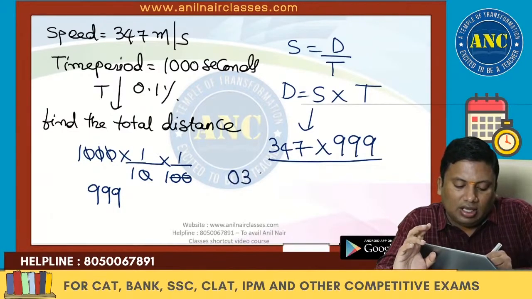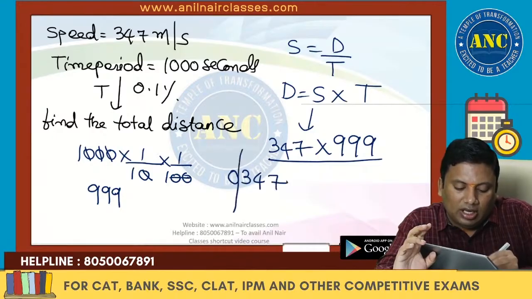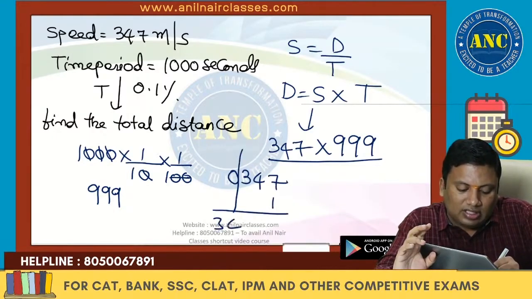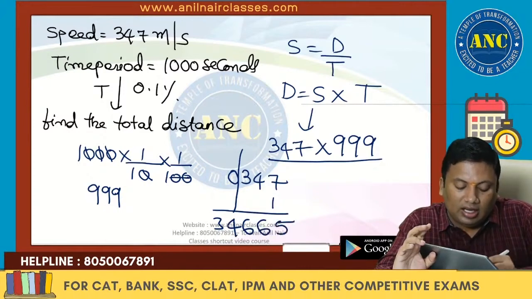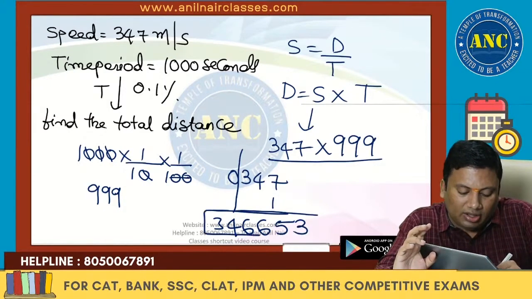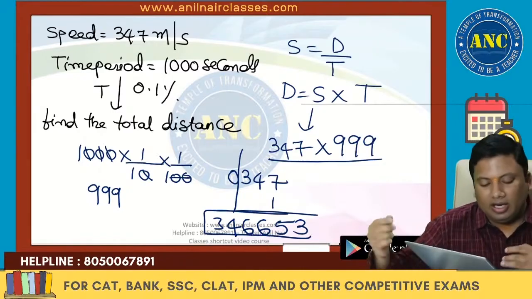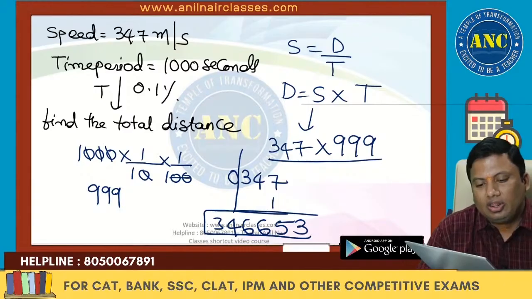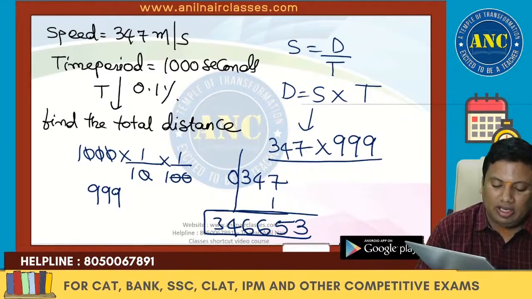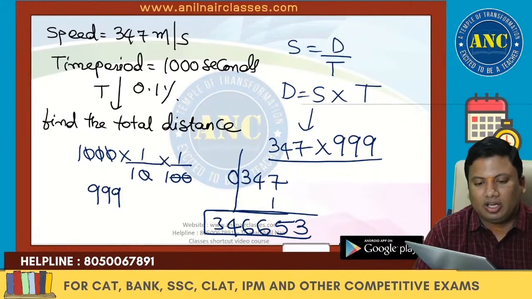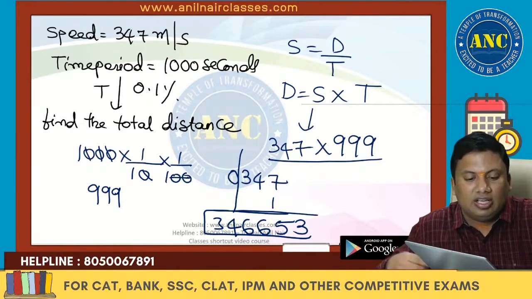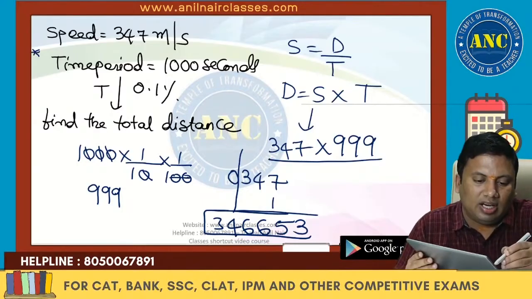Distance is 347 into 999, which is 347 slash, subtract 1 to get 346. 9 minus 3, 9 minus 4, 10 minus 7 is 3. Answer is 346653. I hope this is where it is used. That is where it is used.